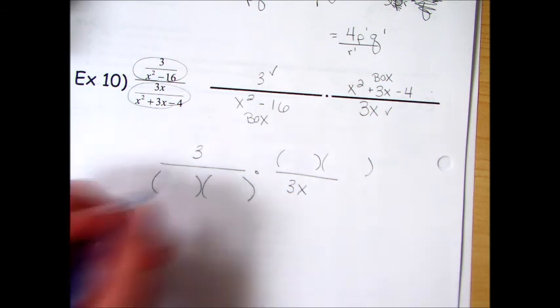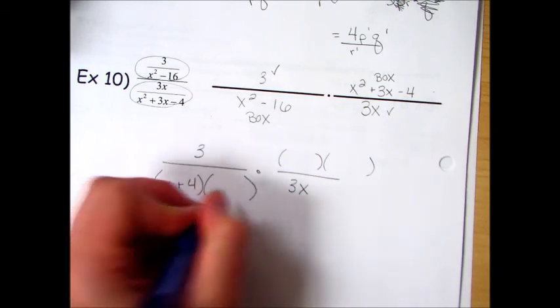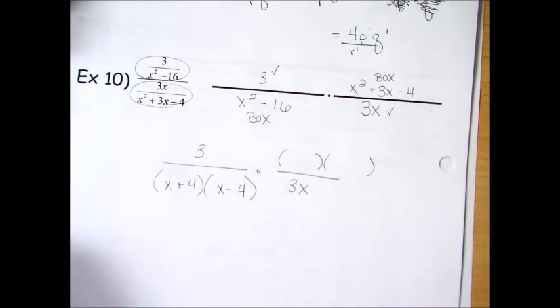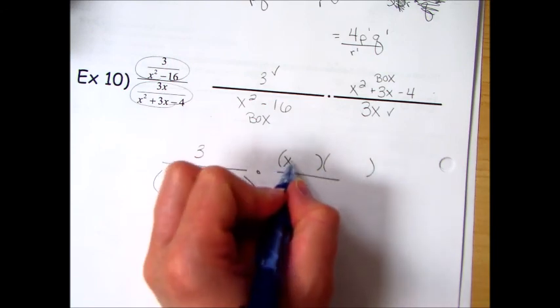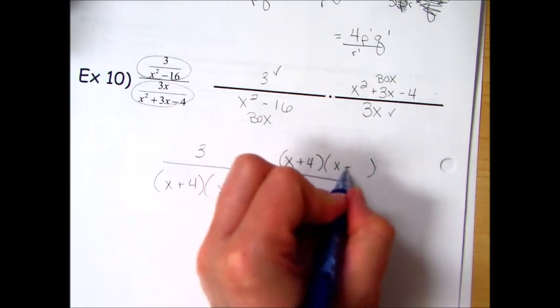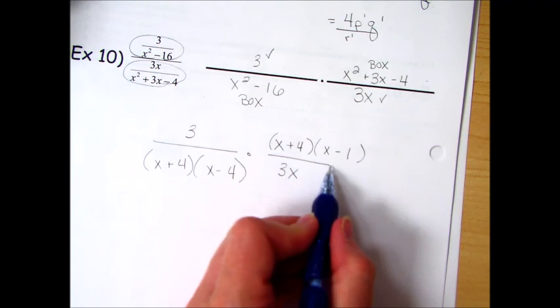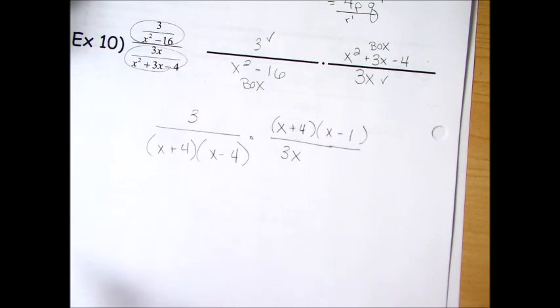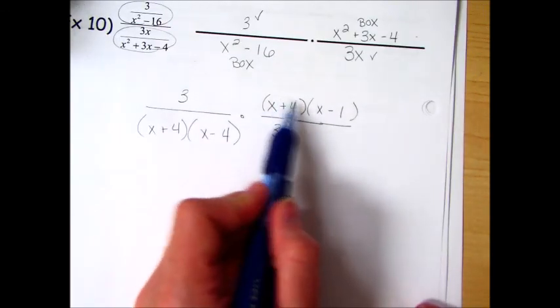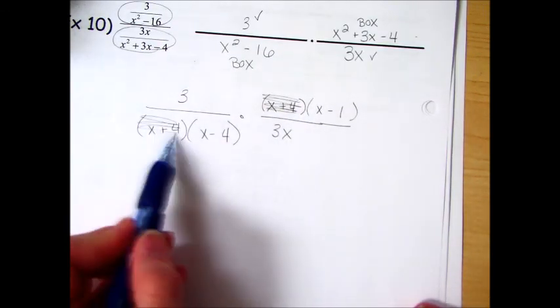The bottom is x plus 4 and x minus 4. Hopefully you were able to get that with the box. This one is x plus 4 and x minus 1. Hopefully you were able to get that with the box. If your factoring skills are not on par, please come and see me so you can stay after and get those worked out. So we have x plus 4 on the top, x plus 4 on the bottom.